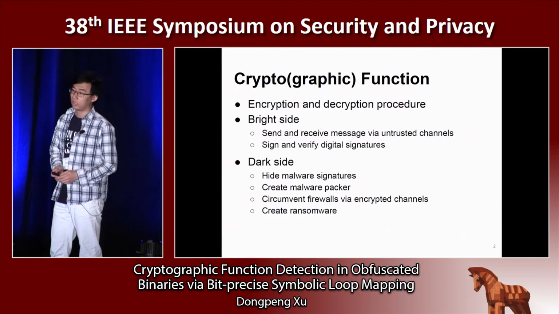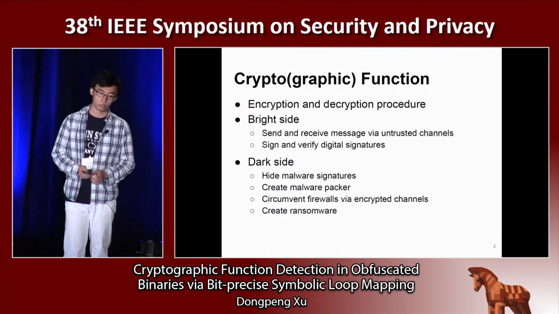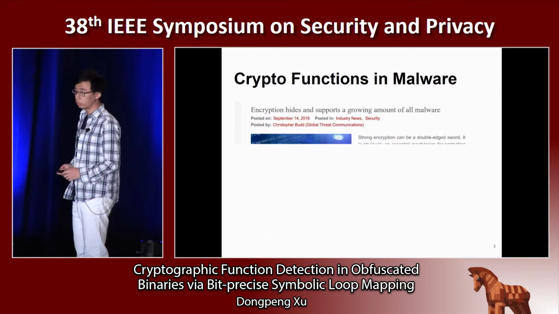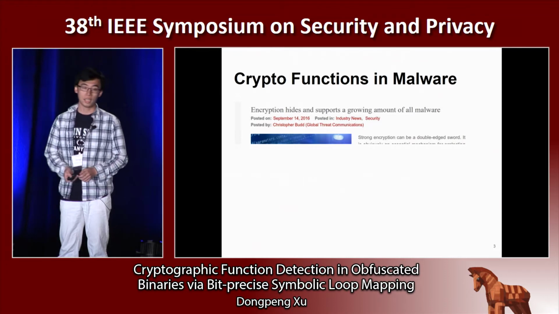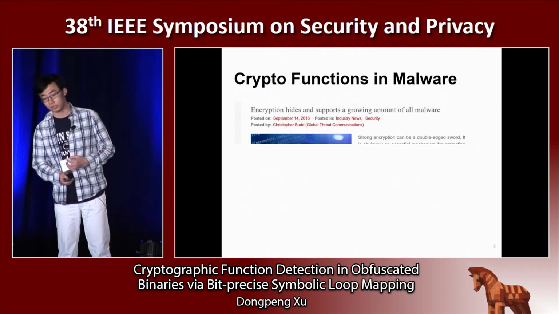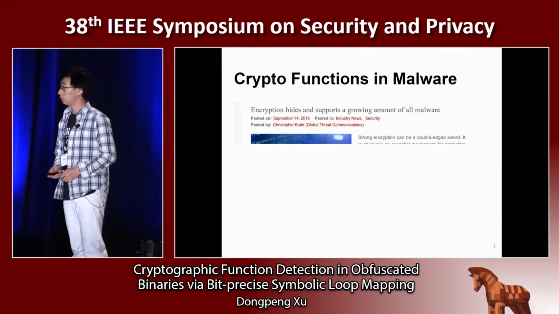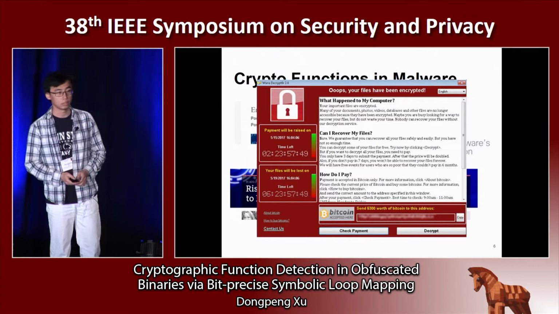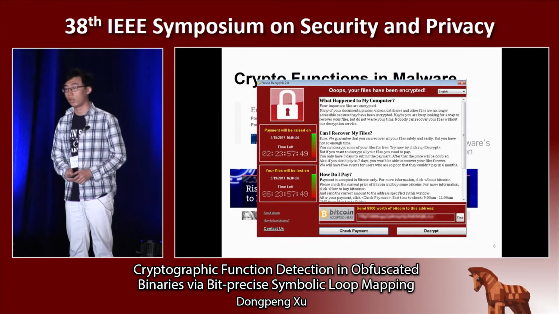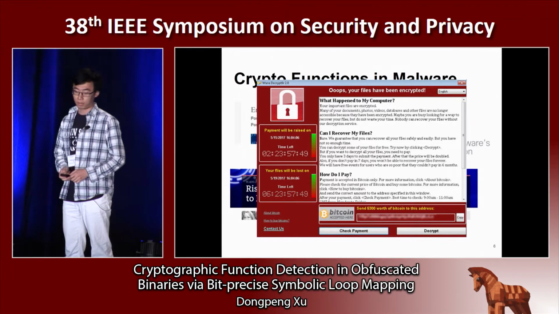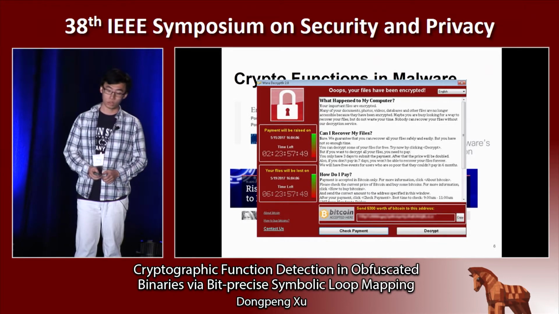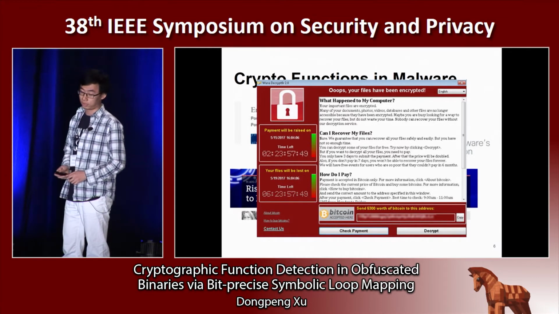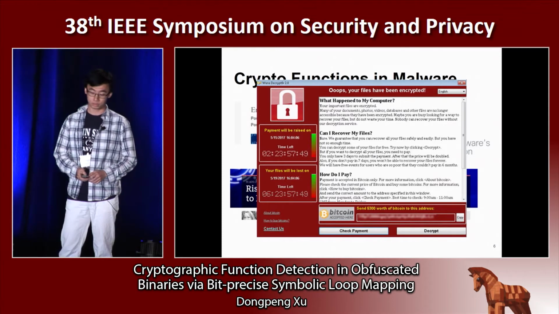And at last, crypto functions can also be used by malware developers to create ransomware. If you search online for crypto functions in malware, there are lots of news items reminding people that this is an increasingly important problem. Especially recently, the very famous ransomware called WannaCry can encrypt users' files and data and ask the users to pay a ransom. Otherwise, their data and files will be lost.